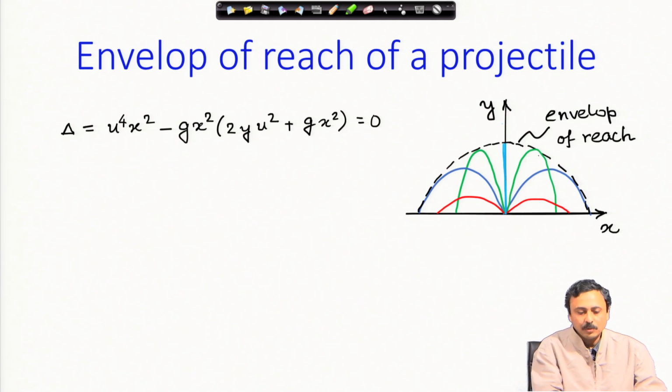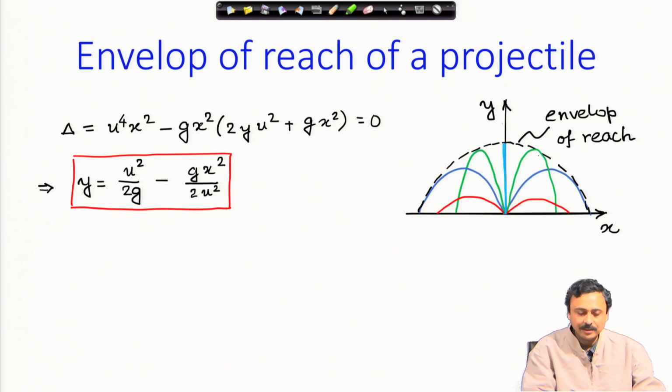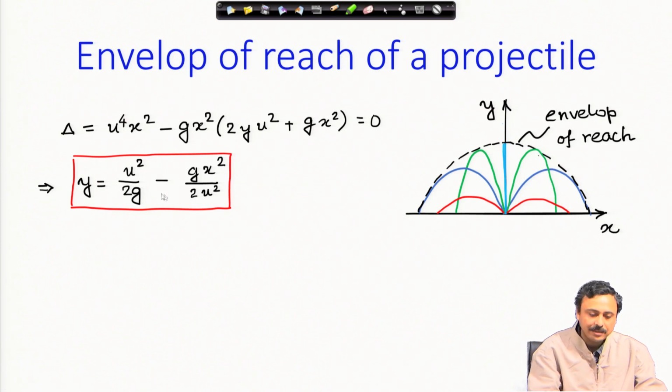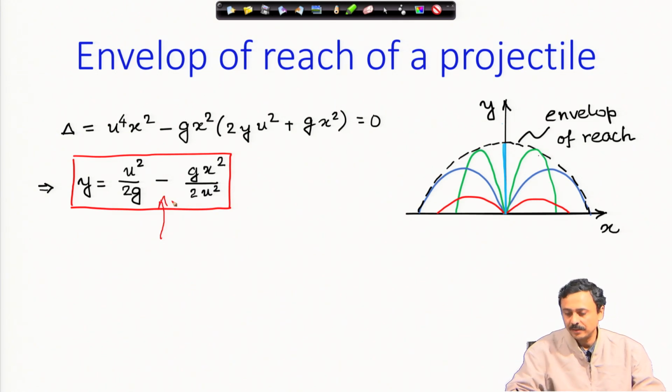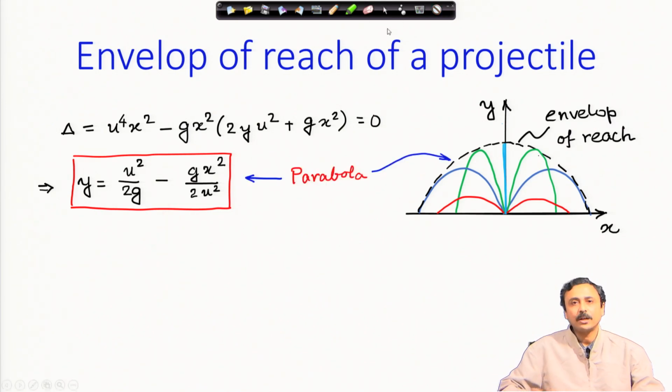And if you see this equal to 0 expression, this is a quadratic expression. If you write y as a function of x, this is a quadratic in x, and as you can see here, the sign is negative. Therefore, it is concave downwards. This is called the envelope of reach. This curve defines the envelope of reach of the projectile, and this is a parabola, of course.